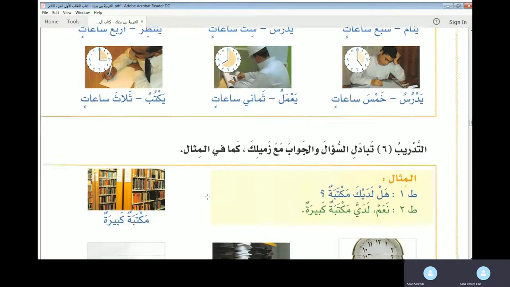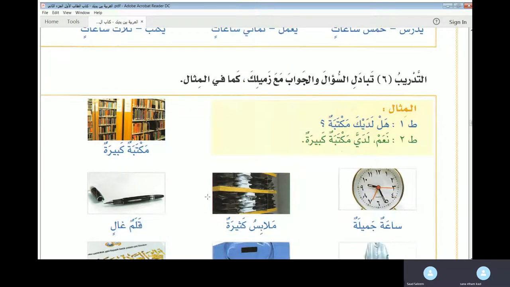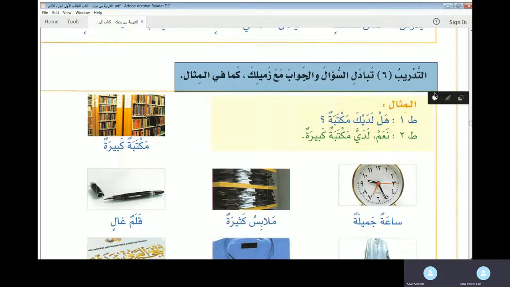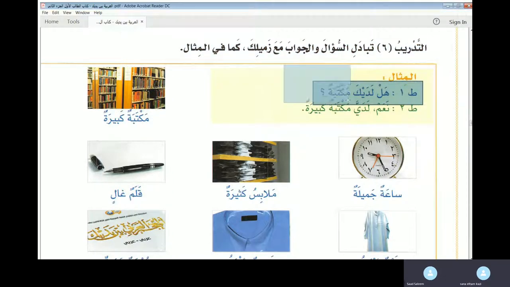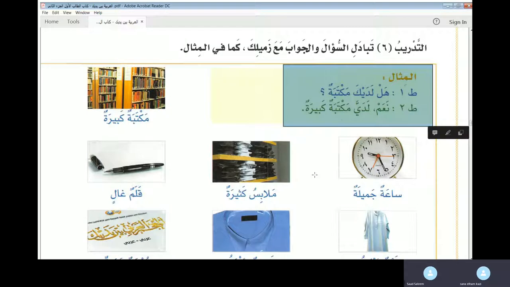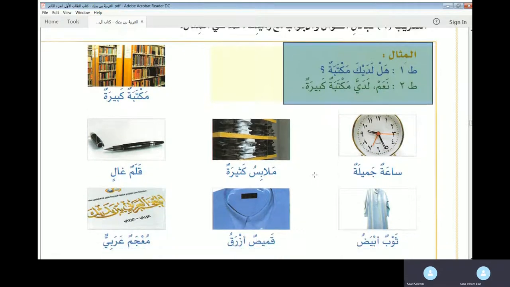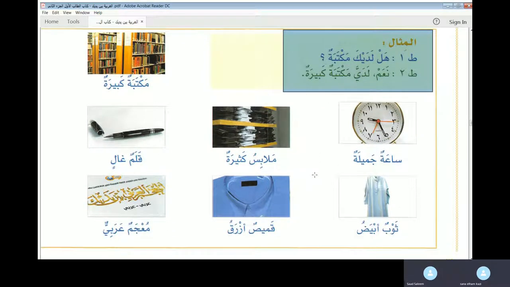التدريب السادس: تبادل السؤال والجواب مع زميله كما في المثال. الطالب الأول: هل لديك مكتبة? Do you have a library? الطالب الثاني: نعم لدي مكتبة كبيرة. Yes, I have a big library.